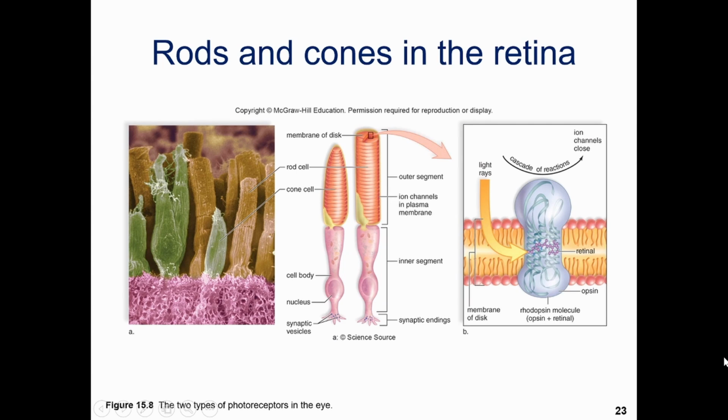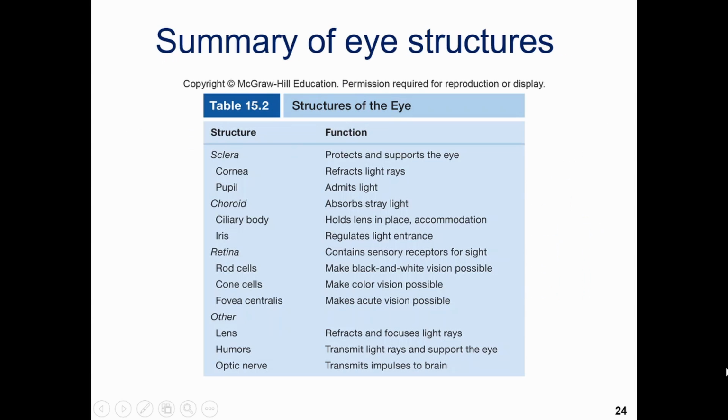So let's look at them. Let's look at a micrograph and some images that have been drawn for it. So here's our cone cell. See how it's cone-shaped? And then our rod cell is rod-shaped. Creative. So we look at a summary of the eye structures.